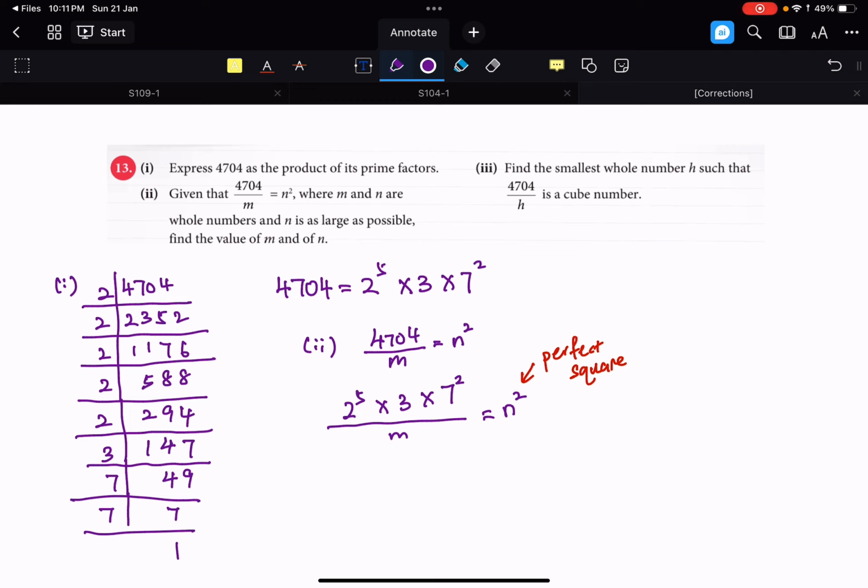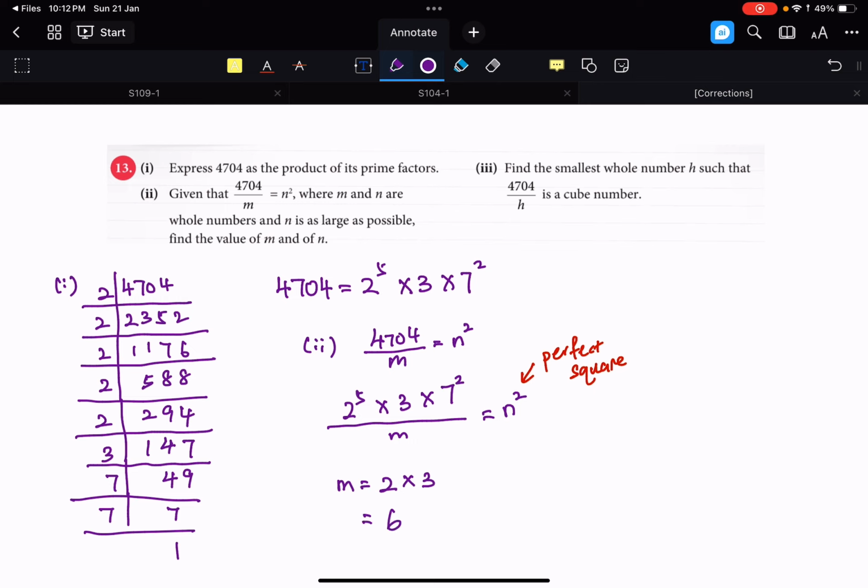So to do that, just a quick check, we have 2 to the power of 5 here, so we need to make it 2 to the power of 4. So m has to have a copy of 2, right? Because 2 to the power of 5, if I divide by 2, it will be 2 to the power of 4, a perfect square. Well, we need to get rid of 3 as well, so there's a 3 in m as well. And then 7 is fine, so we leave 7 alone. That means m is equal to 6, right?